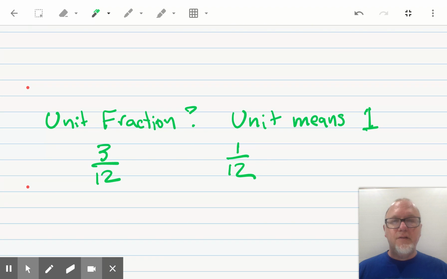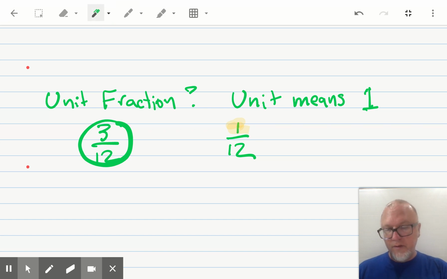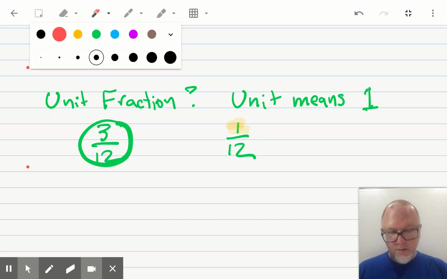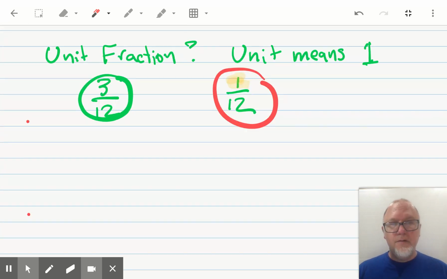So what is a unit fraction? Well, unit means one. So 3/12 is a fraction, but it's not a unit fraction because unit means one. So the unit fraction is 1/12. And we can do that with any single fraction. So if we had 4/5, what is the unit fraction? Unit means what? Yep, so 1/5 is the unit fraction.